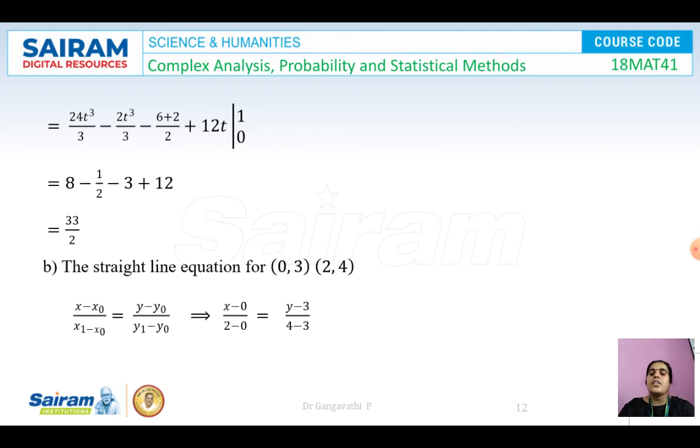So integration of t square is t cube by 3, and the integration of a constant is 12t. Substituting the limits and simplifying, we get 33 by 2.